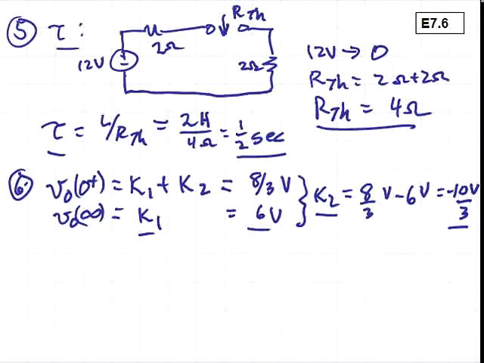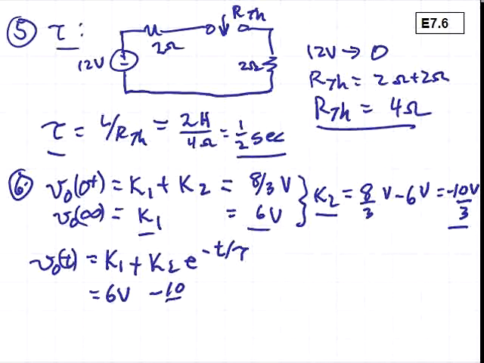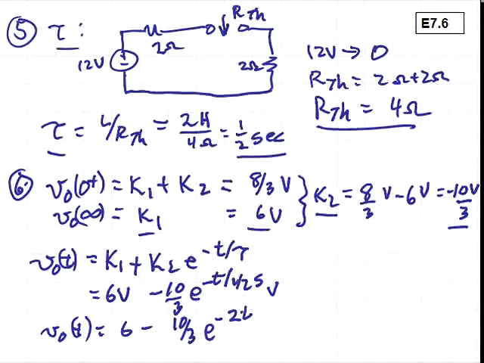So we can combine all of this into our assumed expression for the voltage behavior. This will equal K1 plus K2 e to the minus t over tau. This is equal to 6 volts minus 10/3 e to the minus t over 1/2 second volt, or VO of t is equal to 6 minus 10/3 e to the minus 2t volts.